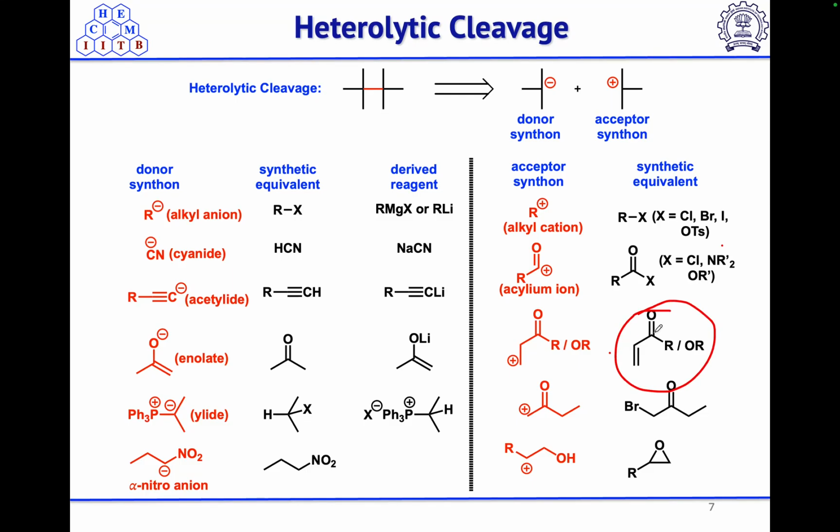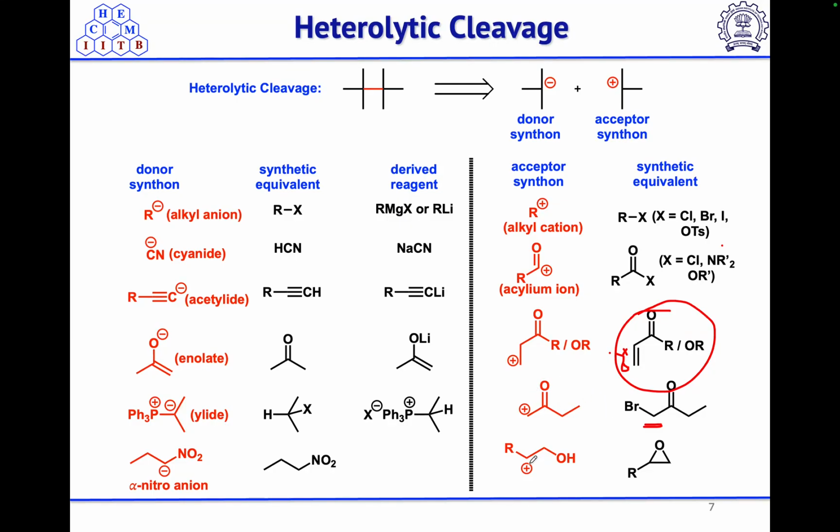In alpha, beta unsaturated carbonyl compounds, this double bond can do resonance with this carbonyl, and it will show delta positive at the beta carbon and delta negative at the alpha carbon. This carbon is delta positive, so you can easily generate this carbocation. Now if you want to generate a carbocation alpha to this carbonyl group, you can easily use an alpha bromo ketone or alpha chloroketone compound, and in this compound you can easily generate this donor acceptor synthon.